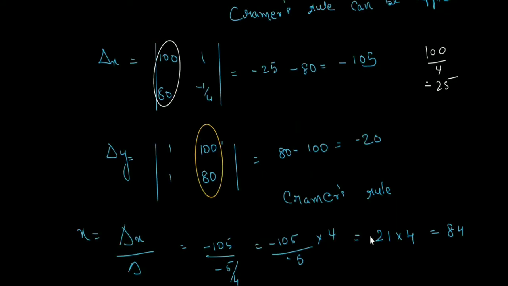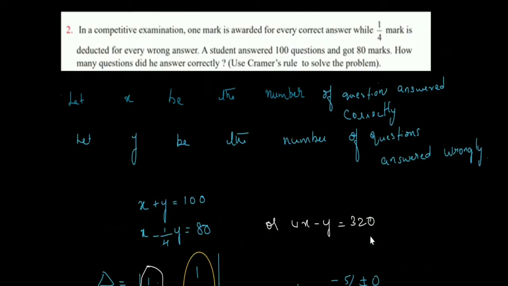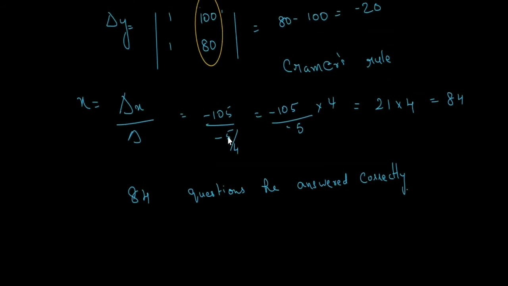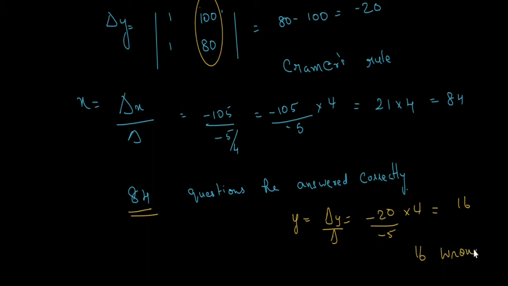The question is only how many questions he answered correctly. So we need to find only x. y is not asked, but you can also find y. y is equal to delta y by delta. So delta y is minus 20 divided by minus 5 by 4, that will give you 16. So 16 questions he answered wrongly, and 84 he answered correctly.